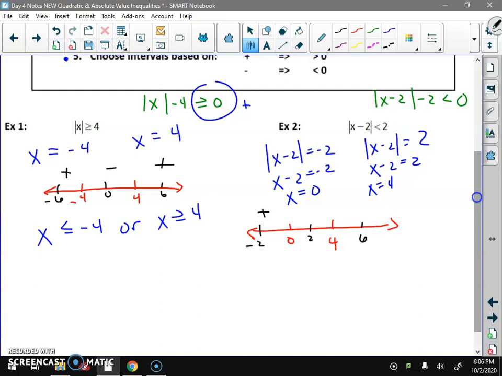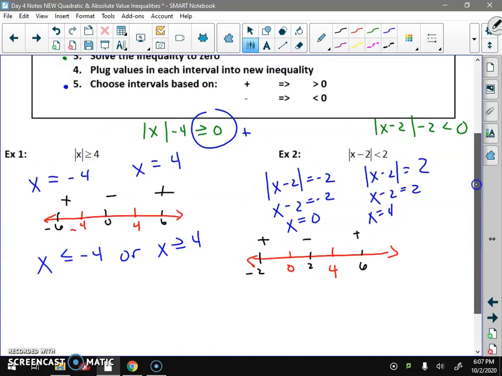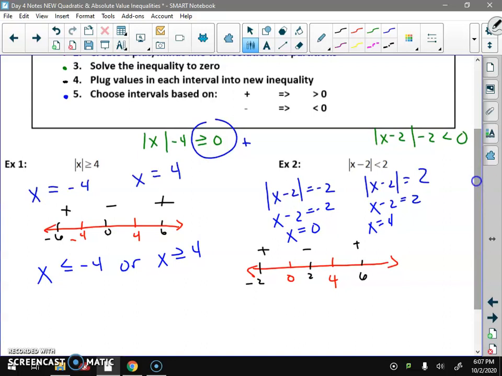Plug into green. 2 minus 2 is 0. 0 minus 2 is negative. Plug into green. 6 minus 2 is 4. Absolute value of 4 is 4. Minus 2 is positive. Sorry, I didn't put a black dot up here for step 4.